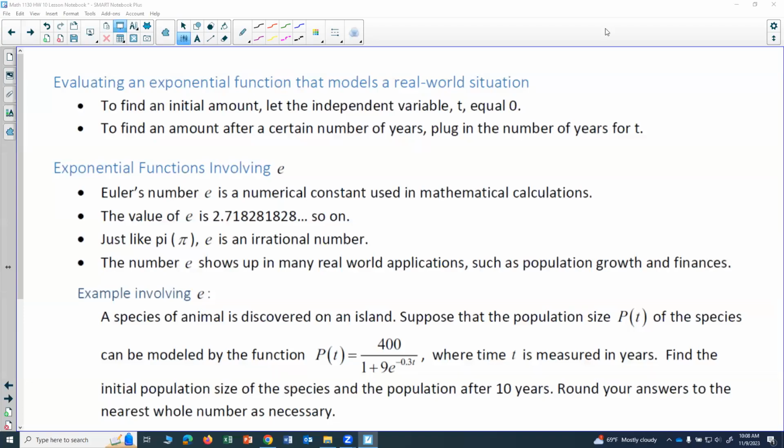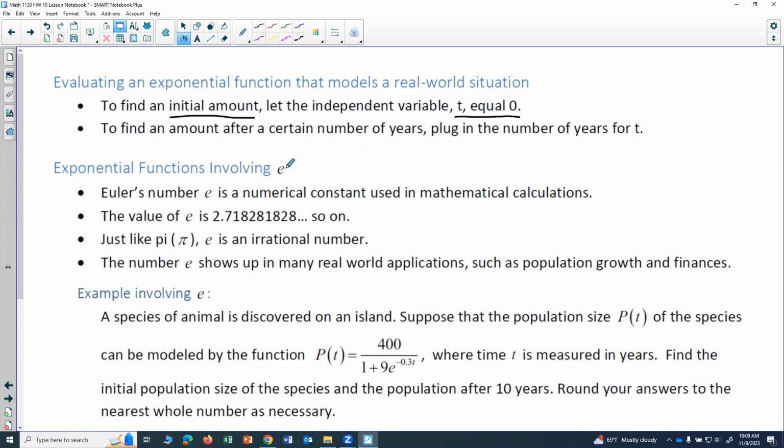In this video, we'll explore exponential functions involving Euler's number e. First, let's talk about evaluating an exponential function that models a real-world situation. To find an initial amount, you would let the independent variable t equal 0, so you would plug in a 0 for t. To find an amount after a certain number of years, you would plug in the number of years for t.